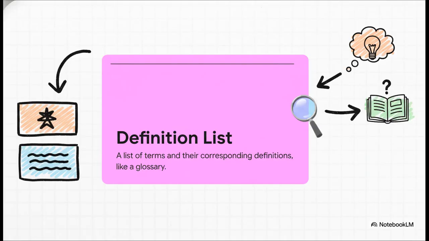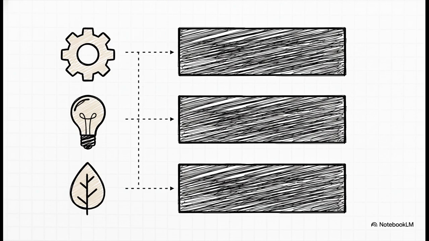Now this third type is a little bit different. It's called a definition list. This one isn't about single items, it's about pairs. You have a term, and then you have its definition. A word and its meaning. A concept and its explanation. The perfect way to think about this one, it's the glossary list. It's exactly like what you'd find in the back of a textbook, right? Neatly laying out all the key terms and what they actually mean.